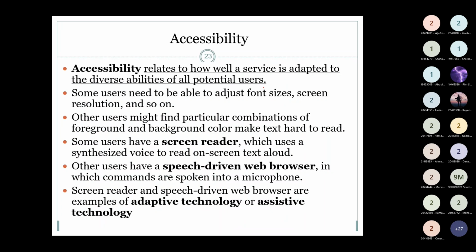Some users need to be able to adjust font sizes, screen resolutions, and so on. Others may find particular combinations of foreground and background color make text hard to read. Others have a screen reader, which uses synthesized voice to read on-screen text aloud. Some users have a speech-driven web browser in which commands are spoken into a microphone. Screen readers and speech-driven web browsers are examples of adaptive technology and assistive technology.